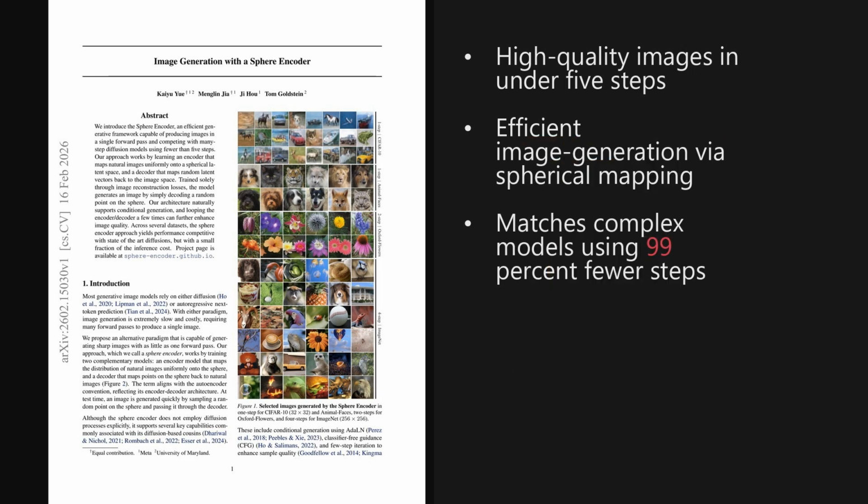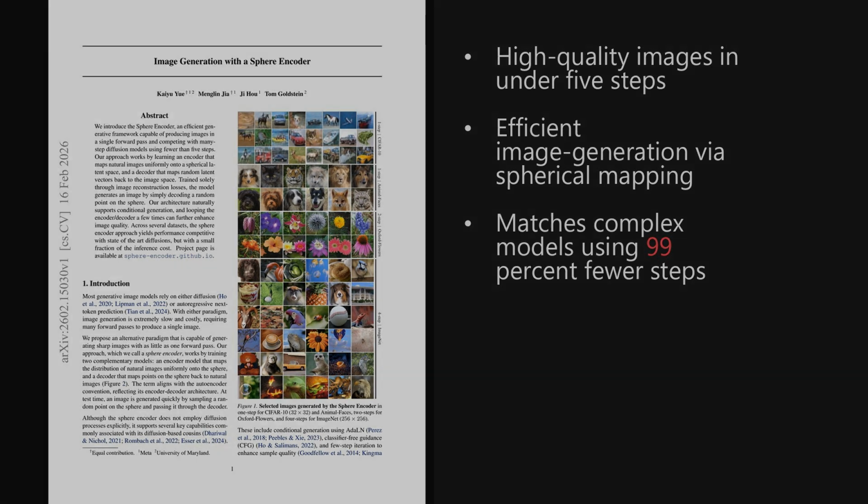I'm Alex. Today we're looking at a paper trending on X, published on February 16, 2026, about 5 days ago. It introduces an efficient generative framework that can produce high-quality images in a single forward pass, competing with complex diffusion models using fewer than 5 steps. The paper is titled, Image Generation with a Sphere Encoder, and as we'll see later, the implications for fast, high-fidelity generation are really promising.